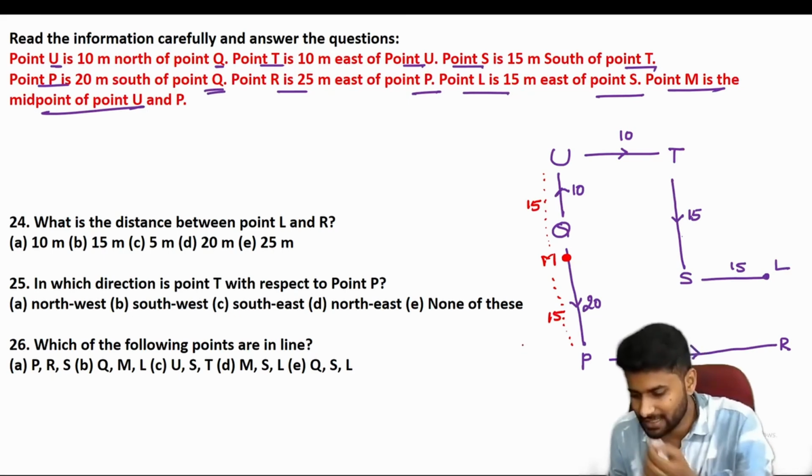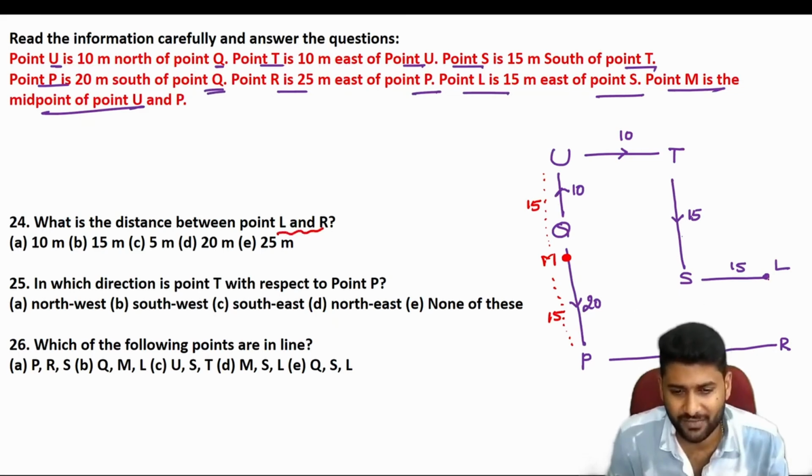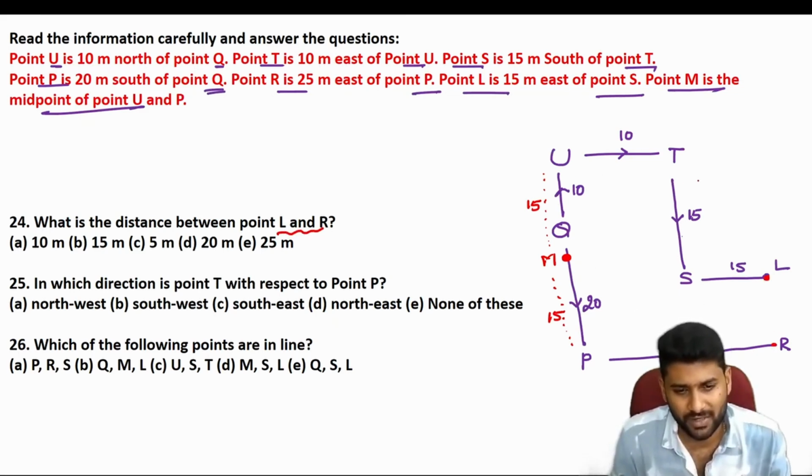Once you guys are done with the diagram, now go through these questions. So what is the distance between L and R? From here to here, what is the distance? Now you already know that from here to here total distance is 30. From here to here distance is 15. So what about this gap?